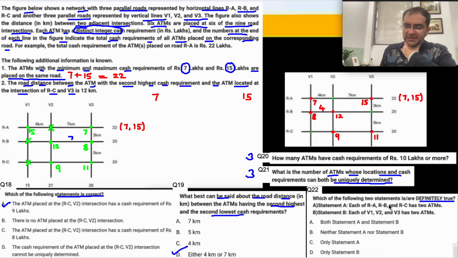Which of the following statements is definitely true? Each of RA, RB and RC has 2 ATMs. RC में 2, RB में 2, RA में 2. This one is true. Each of V1, V2, V3 has two ATMs. V1 में एक, दो, तीन, दो, दो, दो. So this is not definitely true. So only A part, only statement A. And that is the end of this beautiful set.